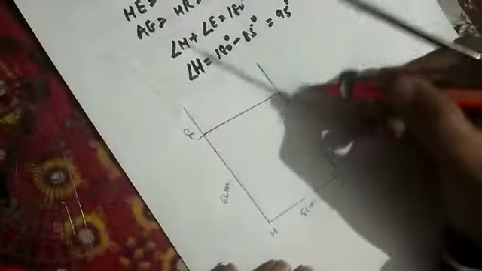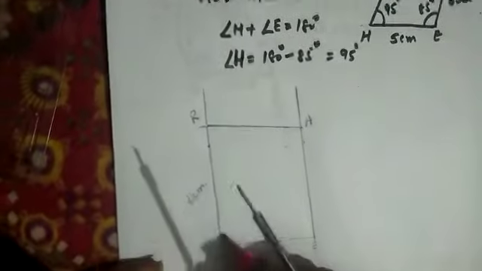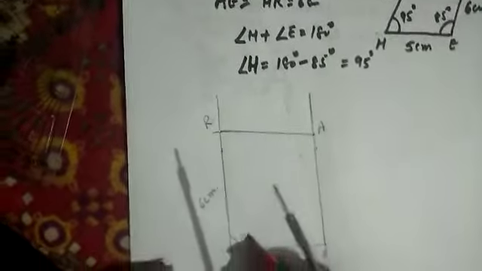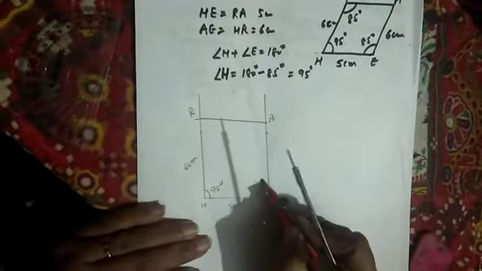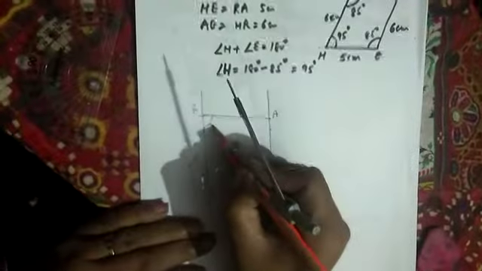This point is A. Angle H 95 degree. Angle E 85 degree. Angle R also 85 degree. So this is our construction HEAR.